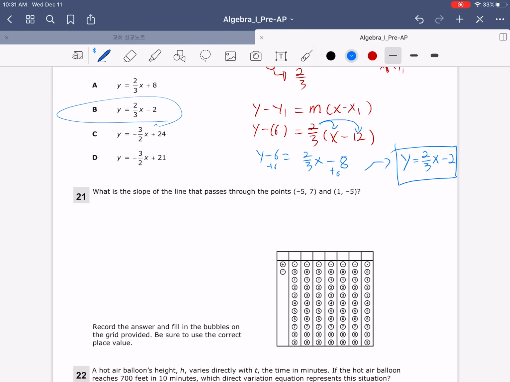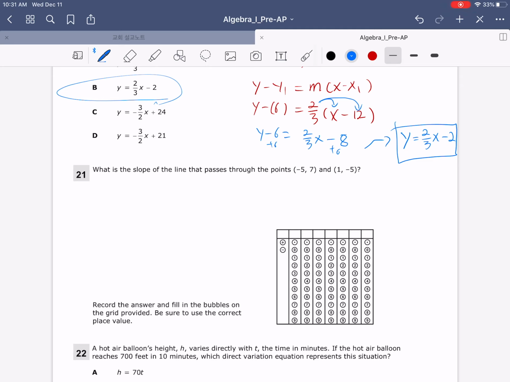Here, B. Question number 21. Find the slope of the line that passes through this. So you're basically finding slope here. It's another easy question, right? Guys, you know what? Since I know the question is easy like this, if you do bad on this ACP, I will be really sad, because I literally thought everything.